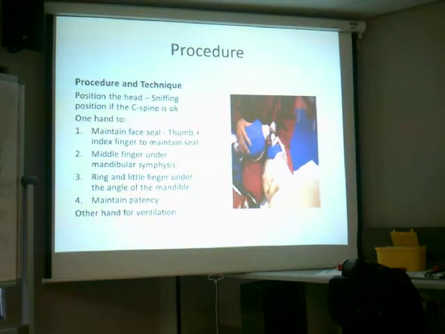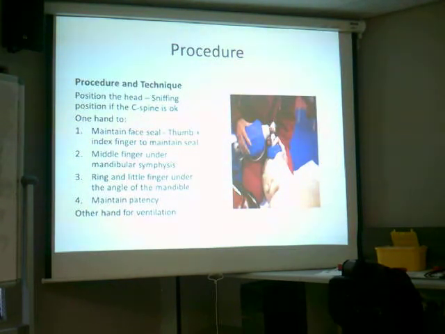Okay, the procedure. Very important. You are going to do this in the simulation lab. We call it the CE method. First, you have to get the patient in the correct position, the sniffing position, as with intubation, to get that upper airway open. And then we have what we call the CE.